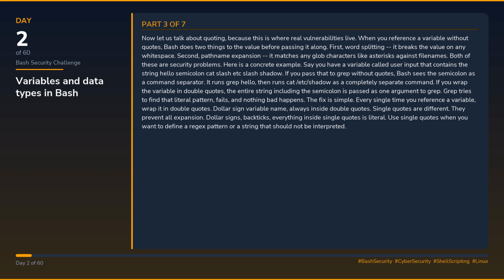Here is a concrete example. Say you have a variable called user_input that contains the string "hello; cat /etc/shadow". If you pass that to grep without quotes, Bash sees the semicolon as a command separator. It runs grep hello, then runs cat /etc/shadow as a completely separate command. If you wrap the variable in double quotes, the entire string including the semicolon is passed as one argument to grep. Grep tries to find that literal pattern, fails, and nothing bad happens.